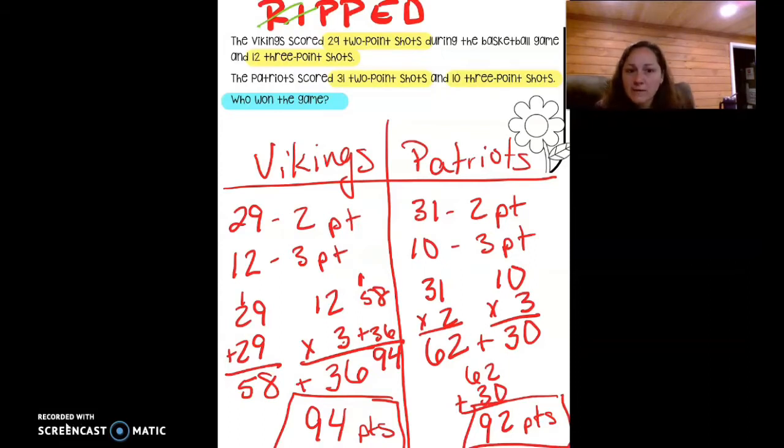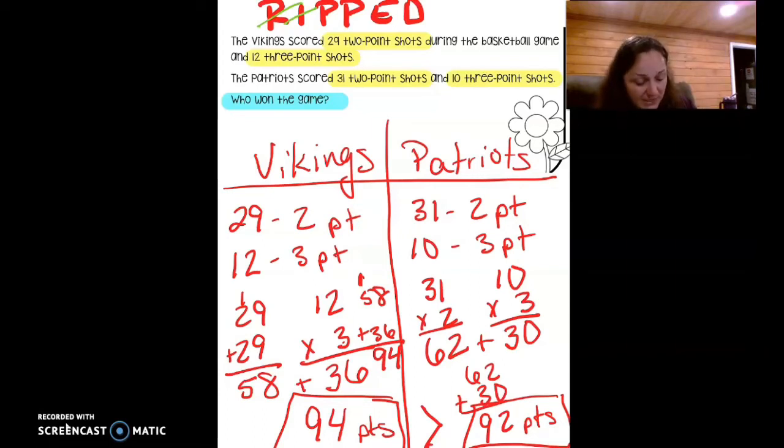Which team won? 94 and 92. Which way? I'm going to go to the bigger number. Open my mouth. So 94 is greater than 92. So now I'm going to write this because it's a word problem and you need to answer it as a word problem. Oh, let's see, we forgot to cross off. I forgot to cross off.